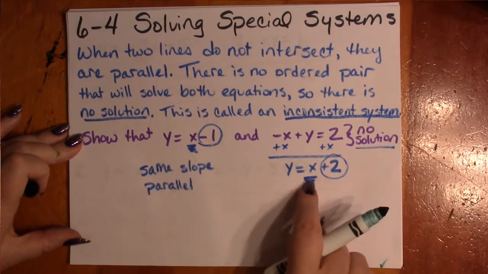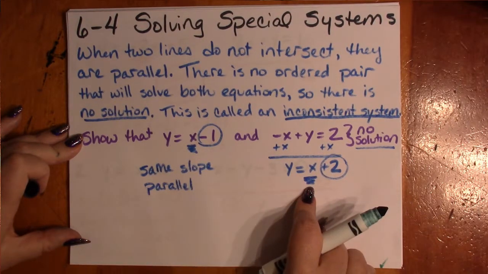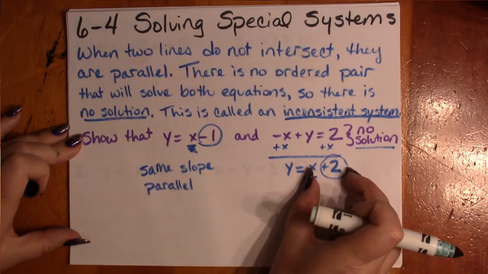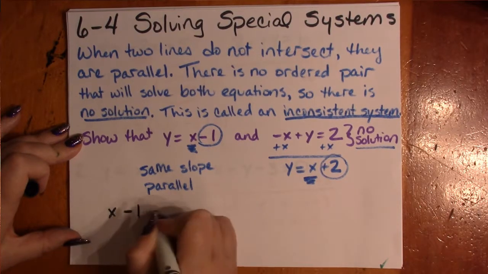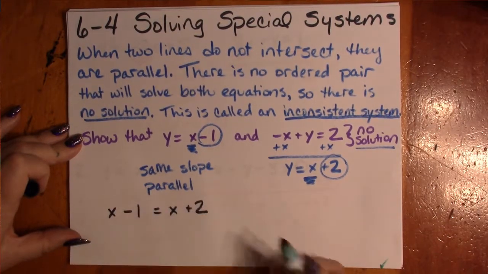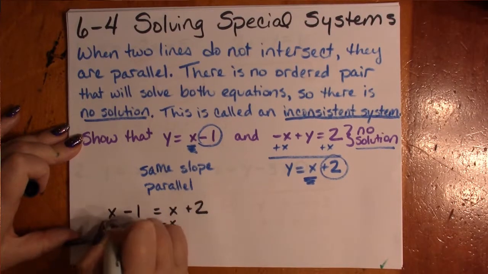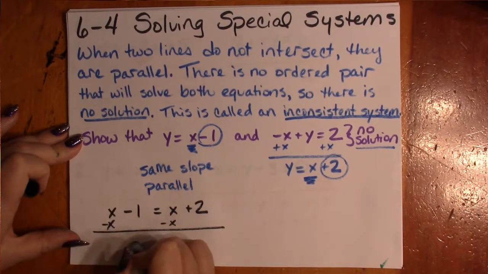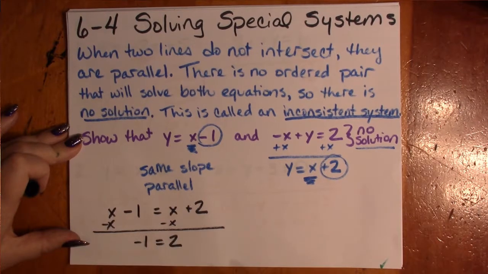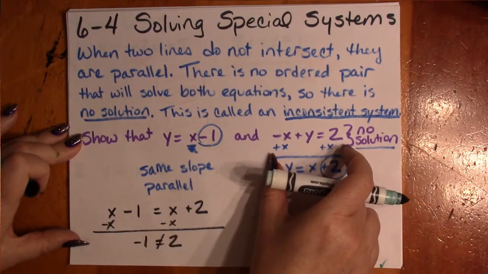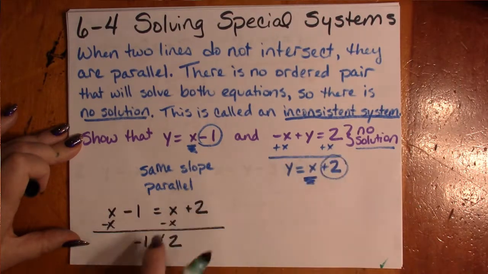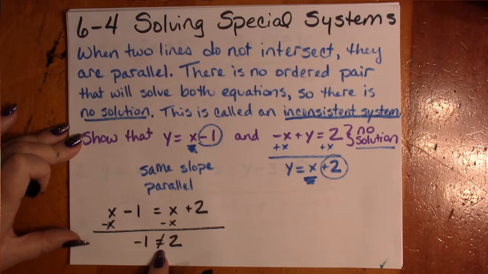What if you don't notice that the slopes are the same? Well, let's take this and this, since they both equal y, and set them equal to each other. So x minus 1 equals x plus 2. And we're going to subtract x from both sides, and the answer we get is negative 1 equals 2. And that's not true. When we try to find a point that is found in both lines, where these two lines intersect, we get a no solution answer.